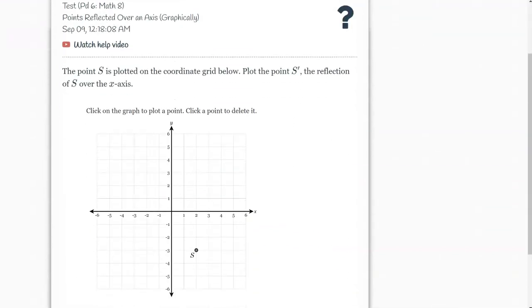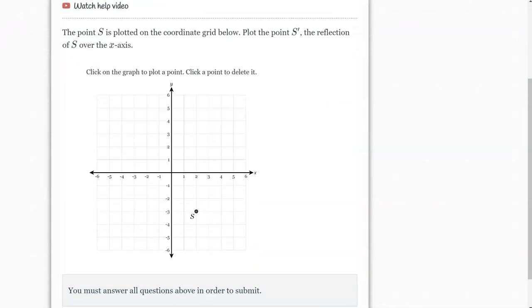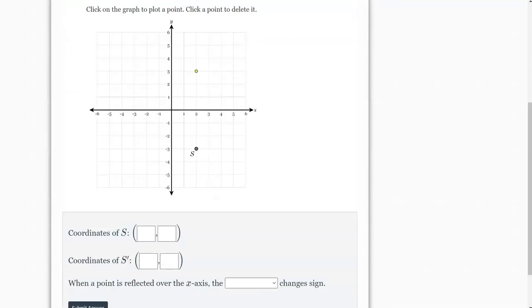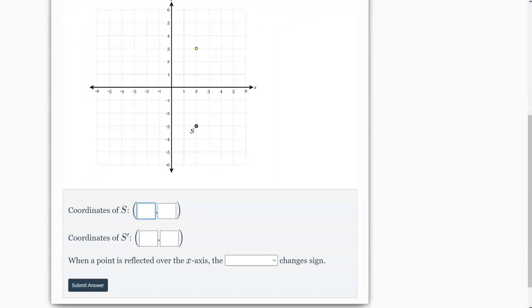Plot the point S prime, the reflection of S over the x-axis. So again, I'm going to jump over the x-axis. Instead of it being 3 below, it needs to be 3 above. So let's write those coordinates. 2, -3, and the new one is 2, +3. Because when you reflect over x, you do the opposite. You change the y.